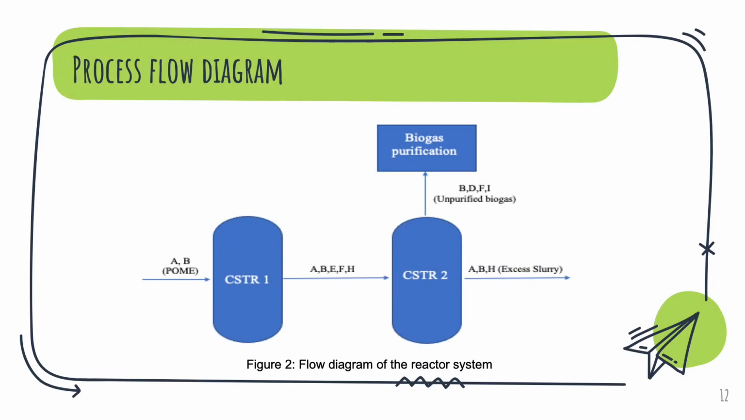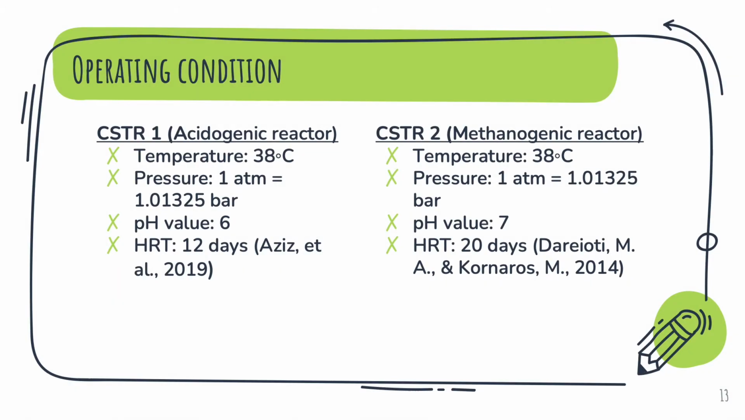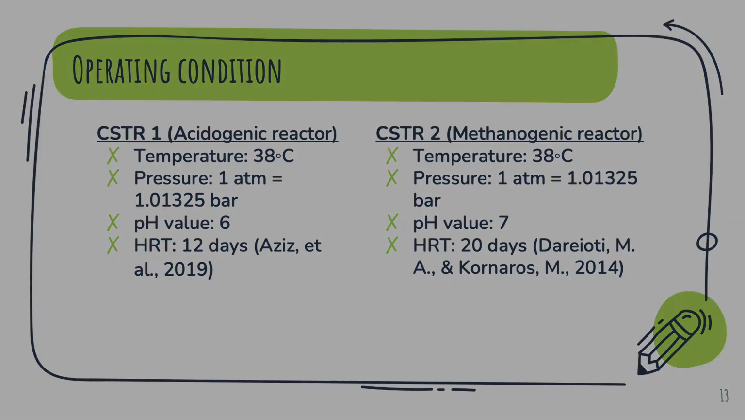This is the proposed process flow diagram for our reactor system. CSTR1 and CSTR2 both operate at 38 degrees Celsius and 1 atm. The pH value for CSTR1 is 6 with a retention time of 12 days, while the pH value for CSTR2 is 7 and the retention time is 20 days.